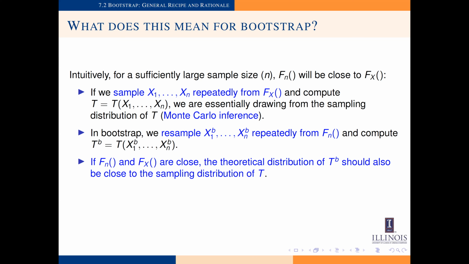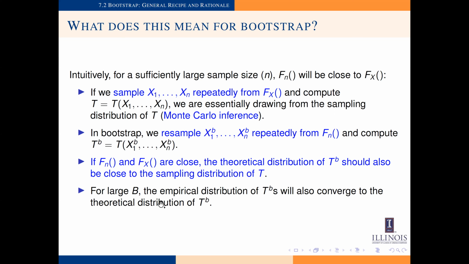If Fn and Fx are close, then the theoretical distribution of Tb should also be close to the sampling distribution, or the theoretical distribution, of T. And we know that for large n, Fn and Fx are supposed to be close. In addition, for a large enough B, the empirical distribution of the Tb's, which are the T's across the total of B replicates, will also converge to the theoretical distribution of Tb.